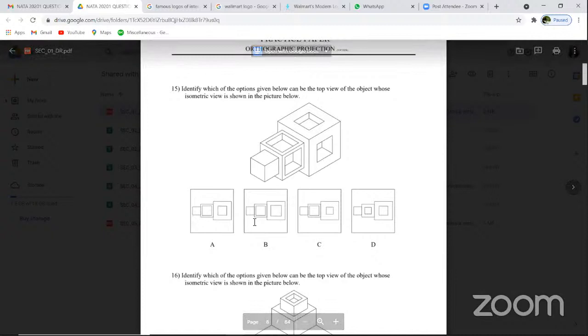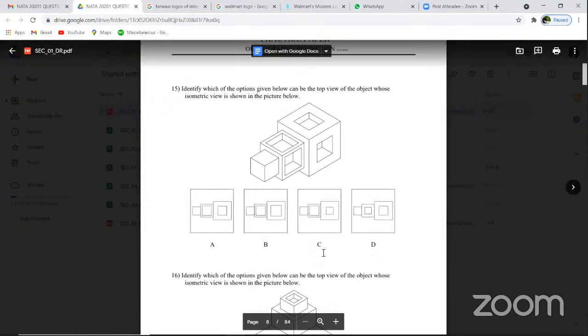Yes, A. Option A is correct because this square is very small compared to this one. Size is almost correct. This inner square is very big for option B, so it's wrong. Here it's too small. This is correct. This square is very small compared to this one. Here, again, this inner square is very small. It is small only, but not that small. Yes, A is correct.